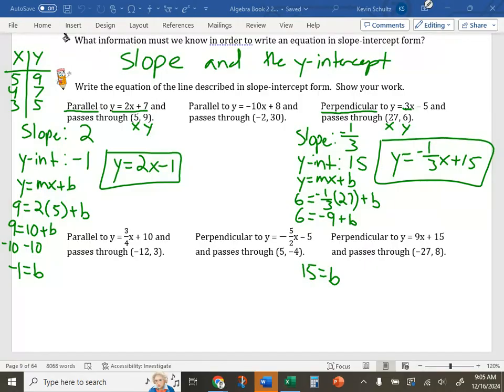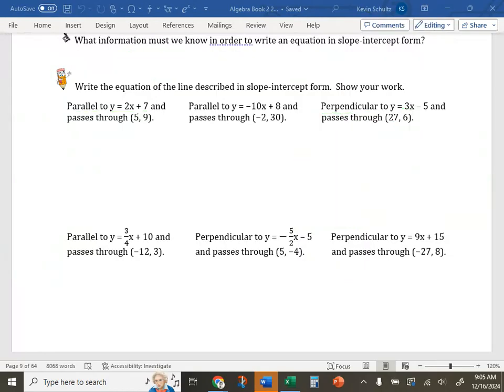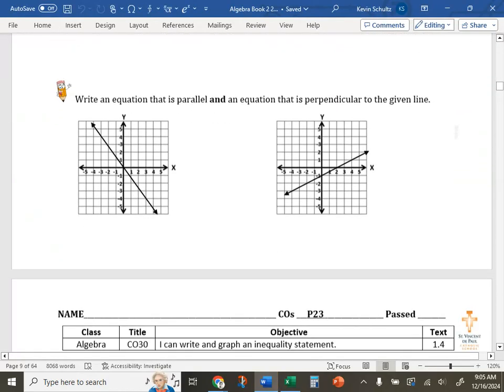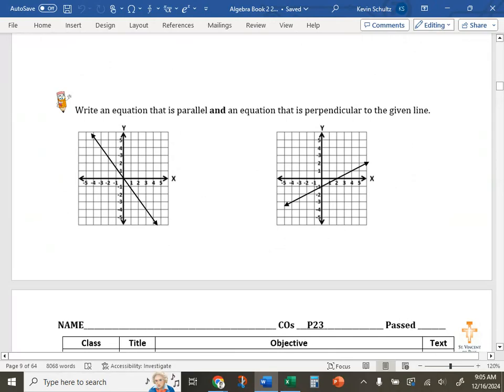Your homework, which is due tomorrow, finish these 4. We can go over it, let's move on. Finish these 4 here, and then down here, this section says write an equation that is parallel and an equation that is perpendicular to the given line.